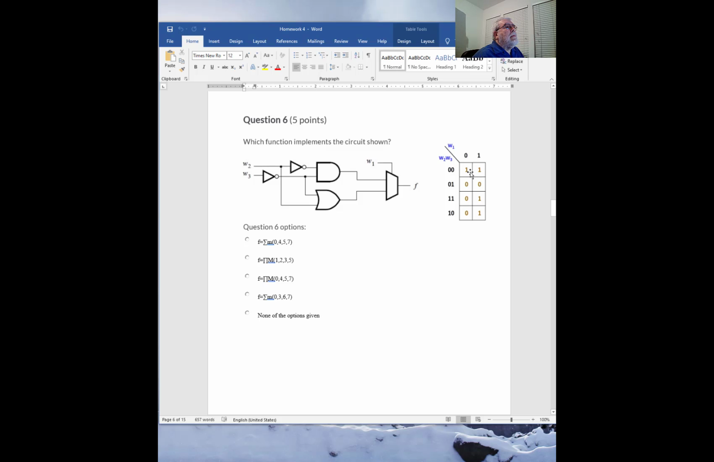Am I right? 0, 1, 2, 3, 4, I'm sorry. I didn't check the answer here for that. Okay. But this is 0, 1, 2, 3, 4, 5, 6, and 7. So let's see in terms of the max term.